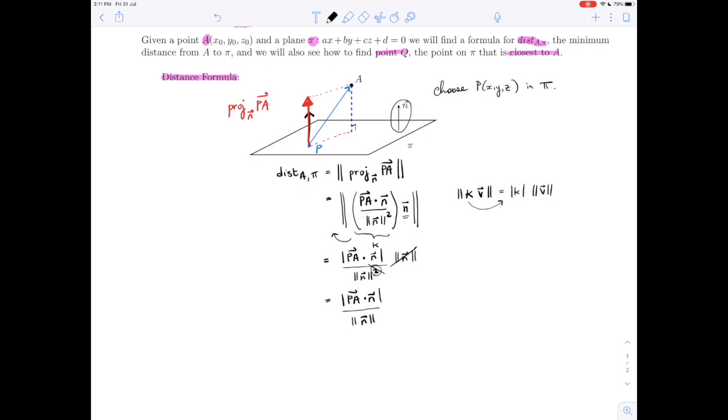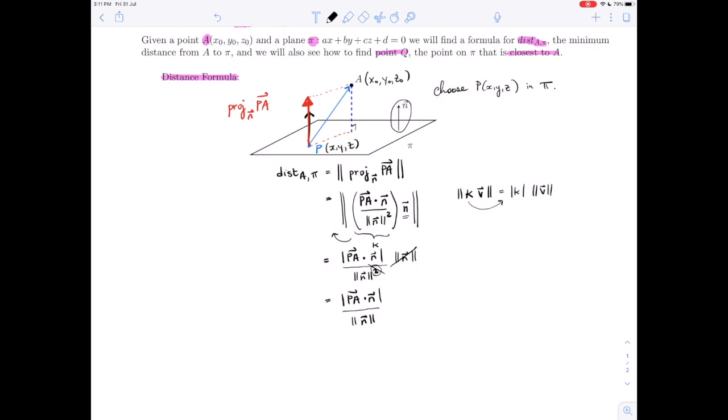So we can go a little bit further even. We know that A is a given point, which is (x0, y0, z0). P was our point that satisfied the equation of the plane, so it was (x, y, z).